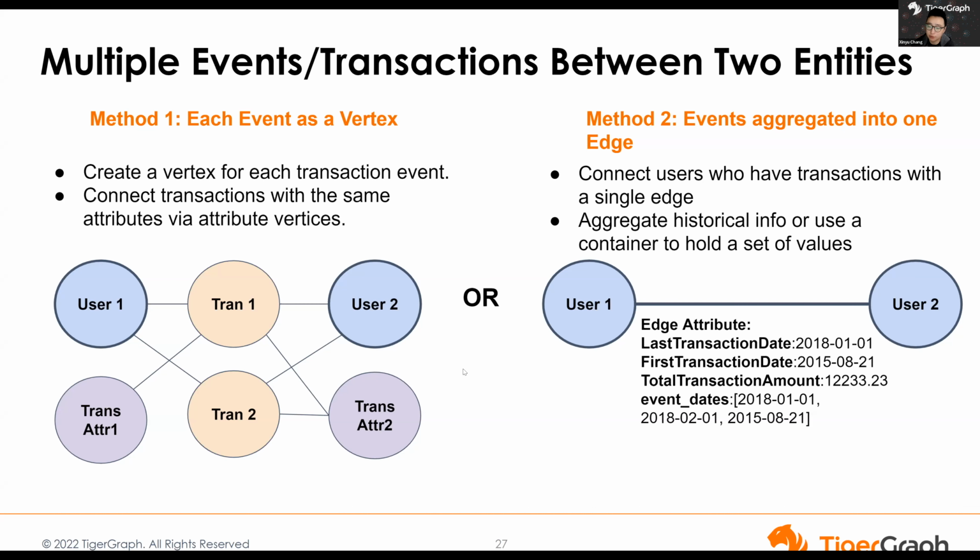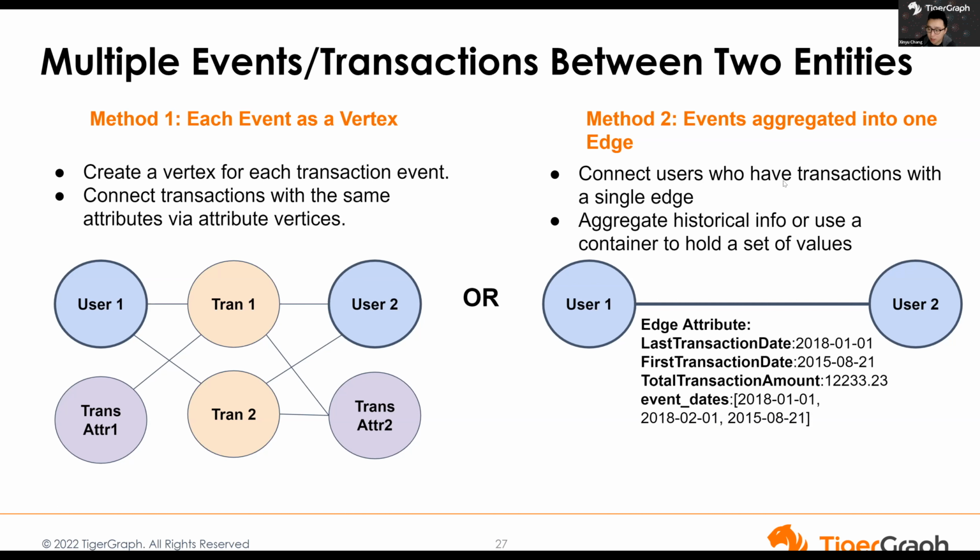Then we have two different options, right? We can define each transaction event as a vertex. And alternatively, we can also aggregate everything into one edge. For example, we can store the dates as a list. We can also aggregate the values into attributes. For example, the last transaction date, the first transaction date, and the total amount of the transactions, right?